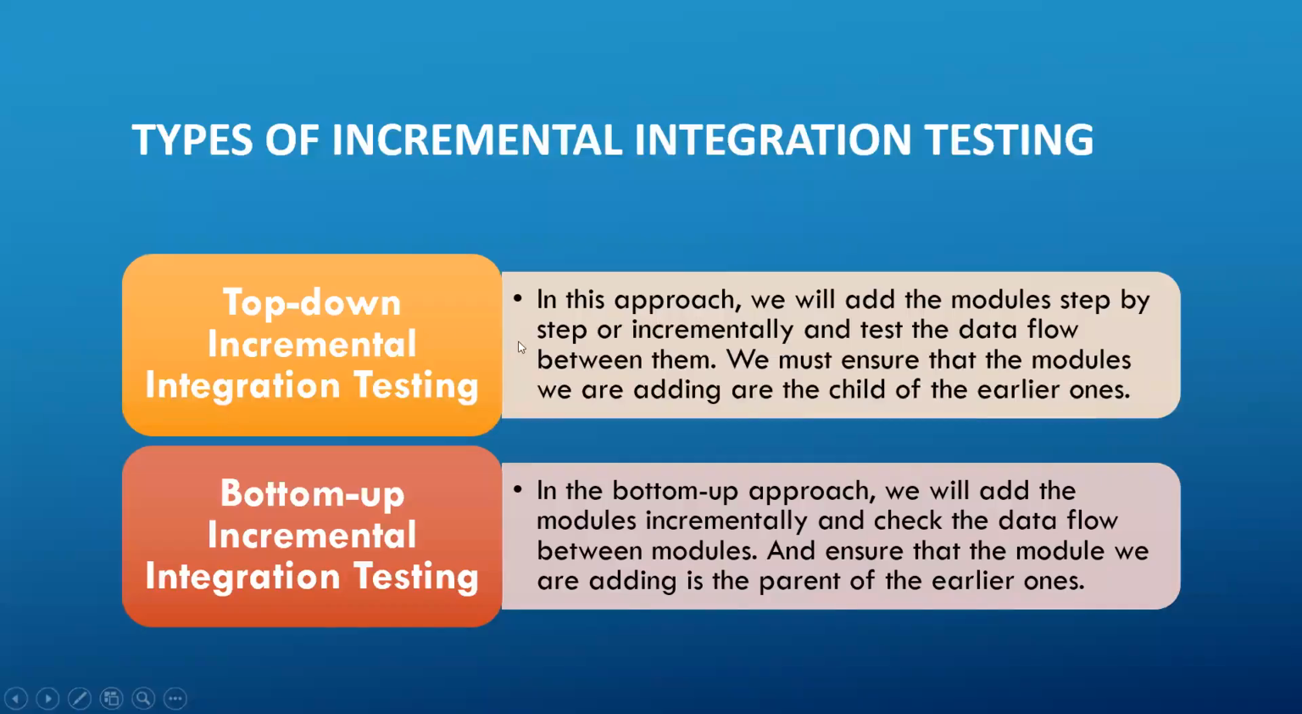I'll get back to this. You can see in this application, we'll add the modules step by step or incrementally, which has the data flow between them. We must ensure that the modules we are adding are the child of earlier ones. That is nothing but the parent and child relationship. So in the bottom-up approach, we add the modules incrementally and check the data flow between modules, and ensure that the module we are adding is the parent of the earlier ones.